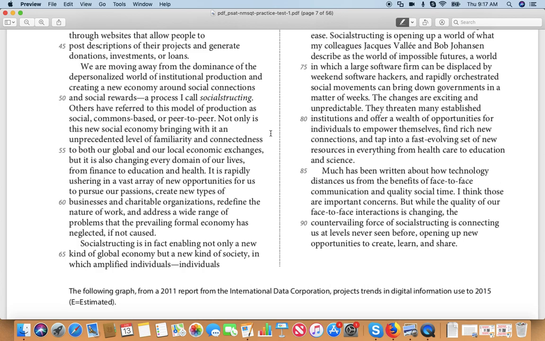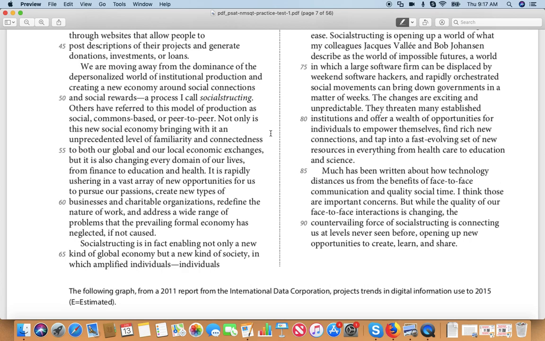That's the institutions we were talking about earlier. The depersonalized world of institutional production. We're just relying on big organizations to produce things. Now we're talking about individuals that are empowered, that are doing things and making things, creating value. Does that make some sense? Yes. Okay.